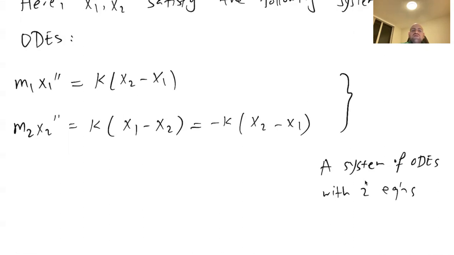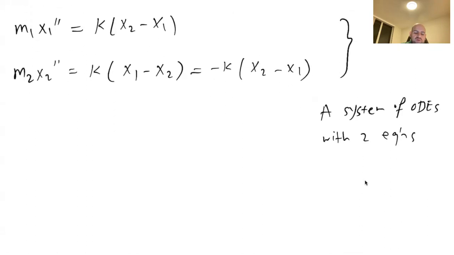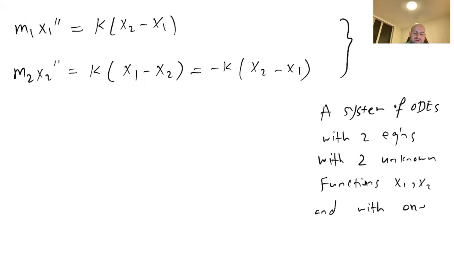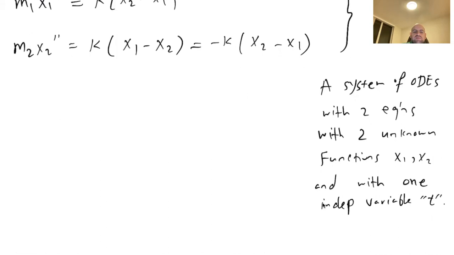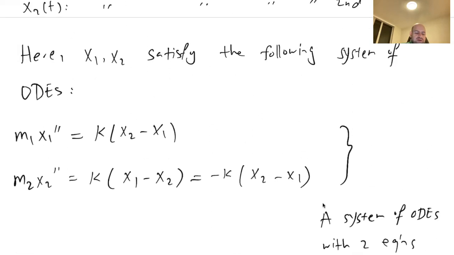How many unknown functions do we have here? x1 and x2 are displacement functions, which are our unknown functions, with one independent variable, t. We have one independent variable t and two unknown functions, x1 and x2. So this is an example of a system of ODEs.